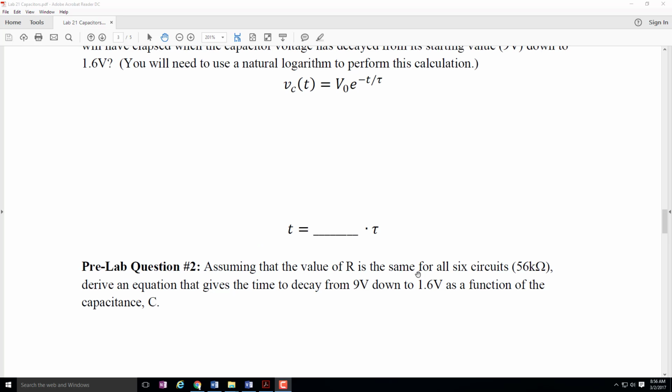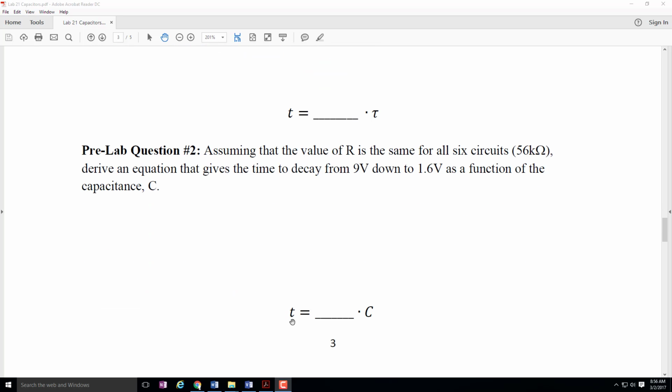And then assuming that the value of R is the same for all 6 circuits, 56 kiloohms, we know that tau is R times C. So then what I want you to do is take the result from pre-lab question number 1 and figure out what is T as a function of C. And that's actually a much easier calculation than the first one was. So no logarithms needed there, just plain old multiplication and division.